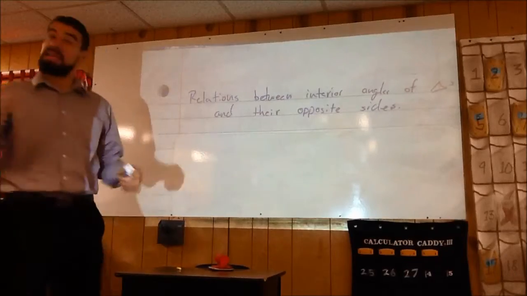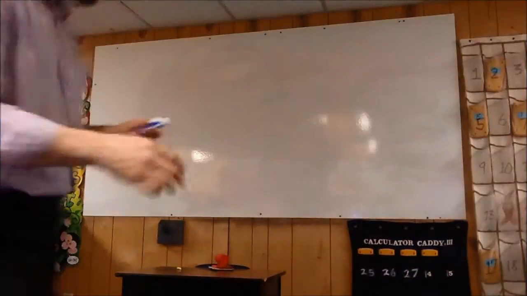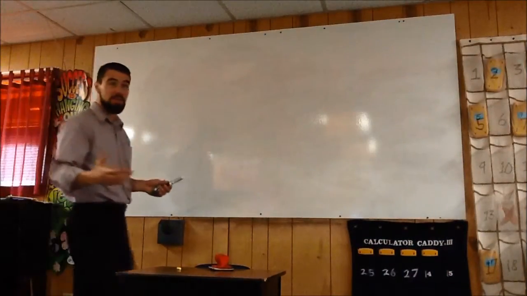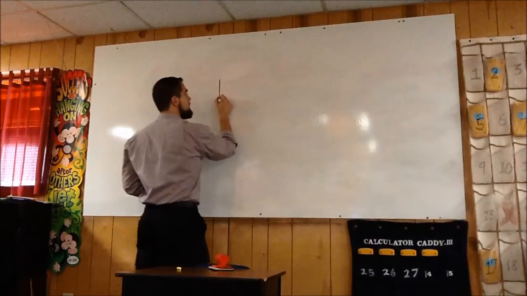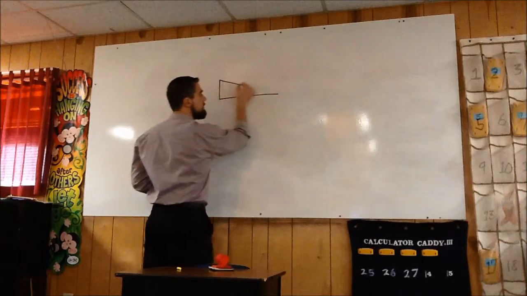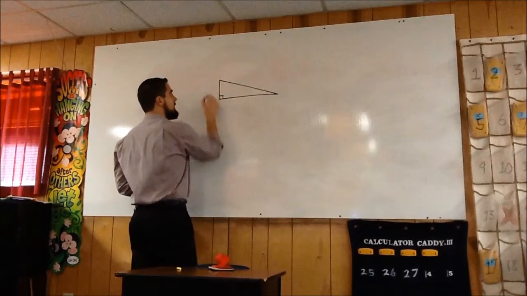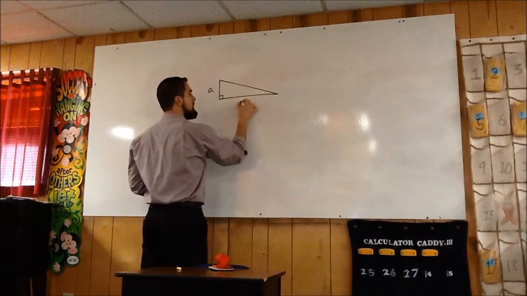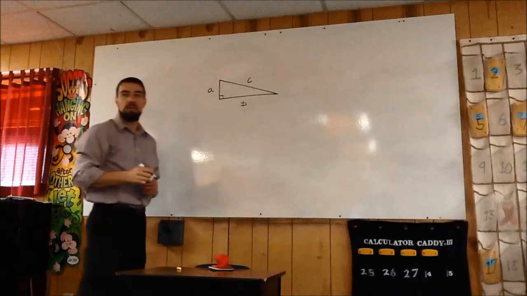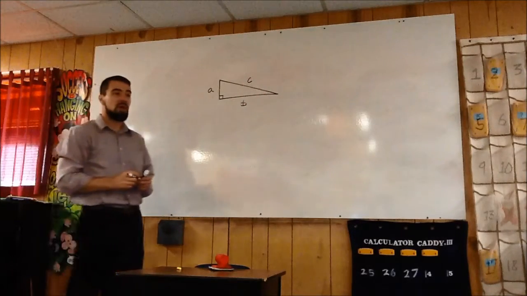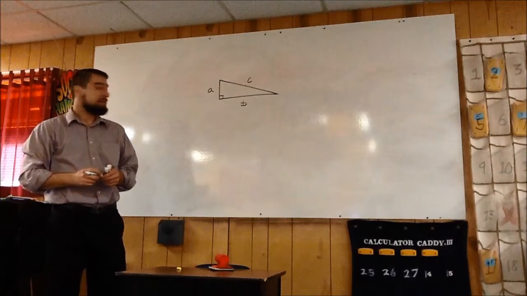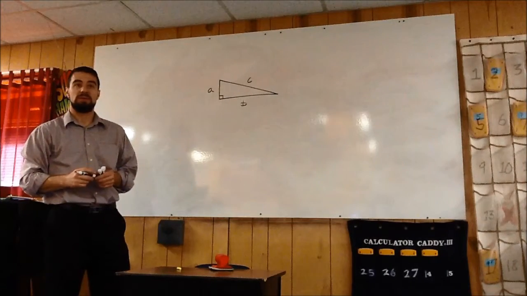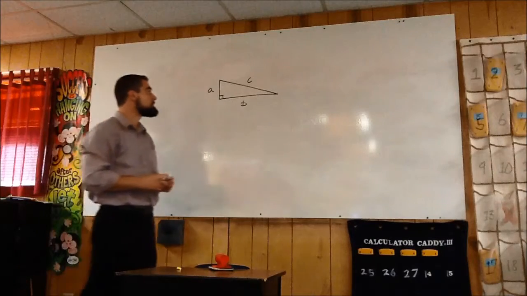You guys have already seen this before in previous math classes because you know the Pythagorean theorem, correct? So let's say I had a right triangle here, and you labeled this A and B and C. In a right triangle, what was always the longest side? The hypotenuse, C. That was always the longest side. That's what your teacher told you.